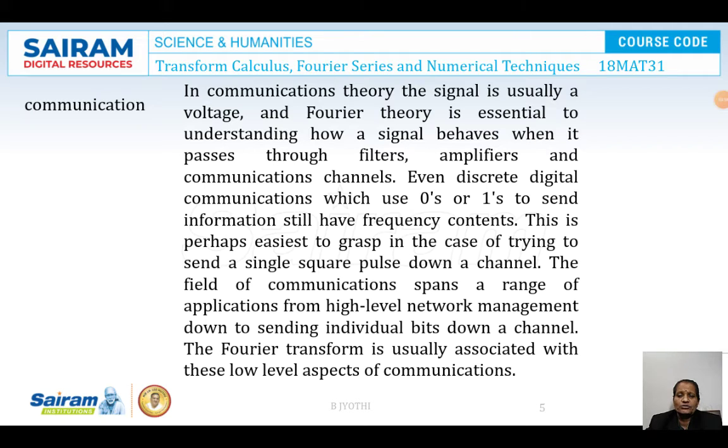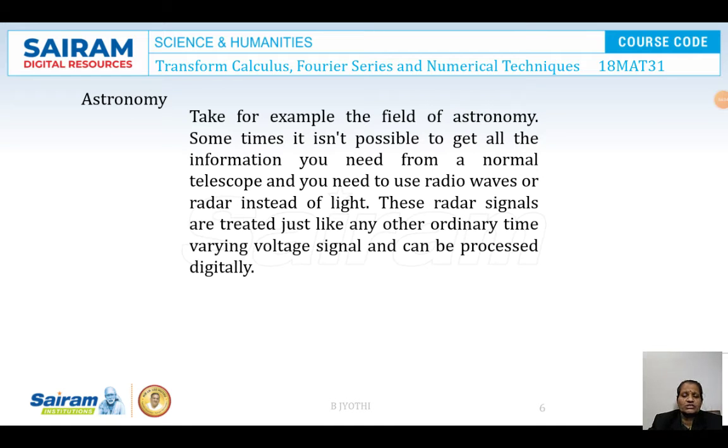Still many more things are there to discuss, but now I am making it short and explaining about communication. Coming to astronomy, it is not only limited to communication. In astronomy also we use applications of Fourier transforms. Sometimes it is not possible to get all the information you need from the normal telescope which we use to study, and you need to use radio waves or radar instead of light. These radar signals are treated just like any other ordinary time varying voltage signal and can be processed digitally. For that, we need a Fourier transform.